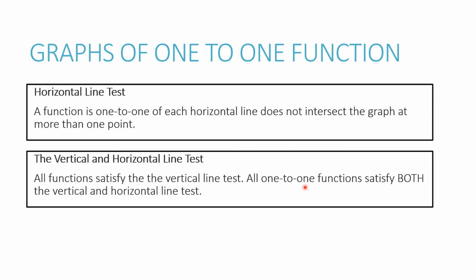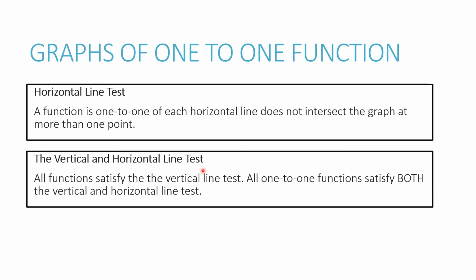How about the graph of a one-to-one function? So there are two tests to determine if the graph is a one-to-one function. First is the horizontal line test. A function is one-to-one if each horizontal line does not intersect the graph at more than one point. So assume you have a horizontal line. That horizontal line should not touch more than one point dun sa iyong graph.